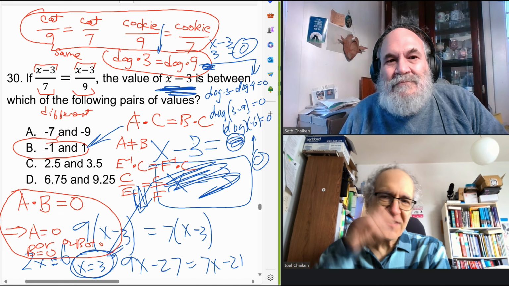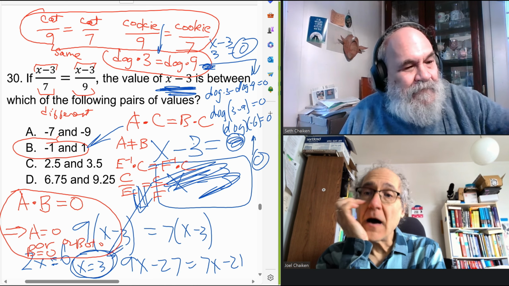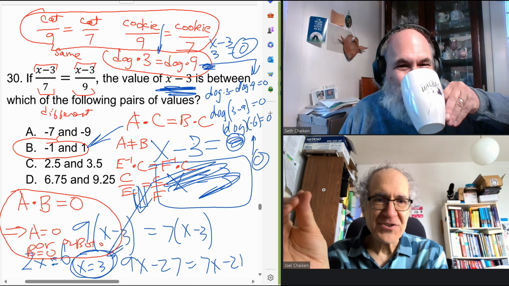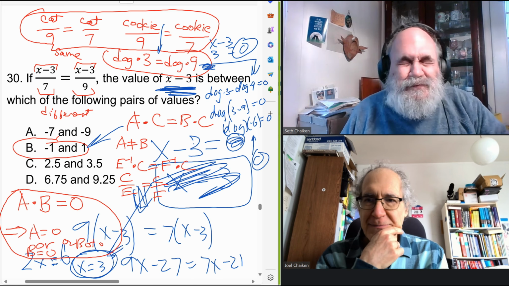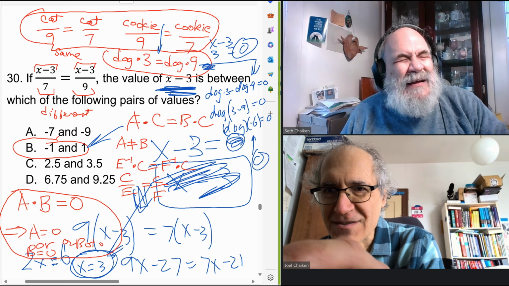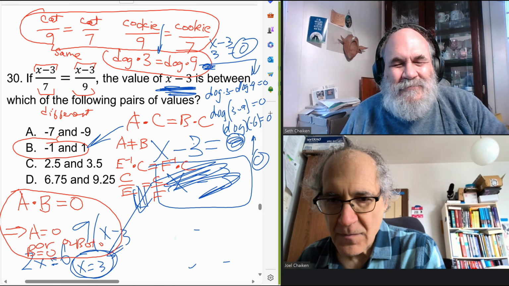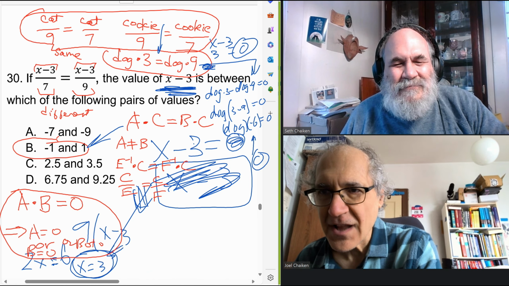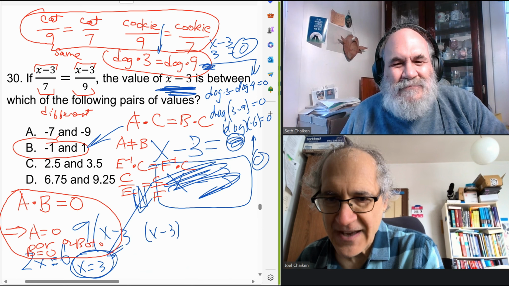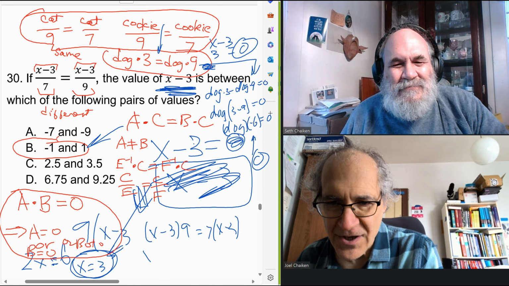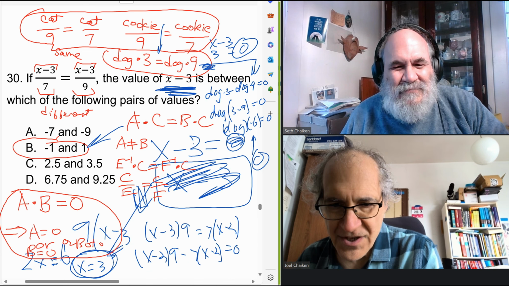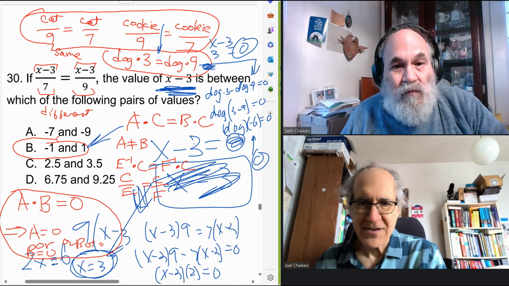Okay, so there are at least two ways to do this problem. There are other algebraic manipulations that you can make, which I don't know if we want to. But I guess we could try this one, just to show another way of doing it, which Seth may actually like. You could do x minus 3 as a package times 9 is equal to 7 times x minus 3. You bring everybody together. You do x minus 3 times 9 minus 7 times x minus 3 is equal to 0. You factor out the x minus 3 and you get 2 is equal to 0, so you see x minus 3 has to equal 0.